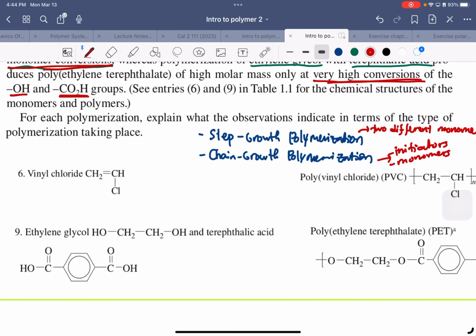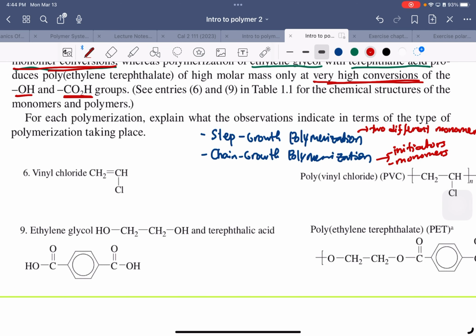So from this, just this definition, I haven't written other characteristics, but from these two definitions, which one has two monomers? Vinyl chloride or this ethylene glycol and terephthalic acid? Which one has two monomers? This is just one, right? So two monomers, this one. So this will be the step growth, okay, the step growth. So this is step growth. And this will be the chain growth.